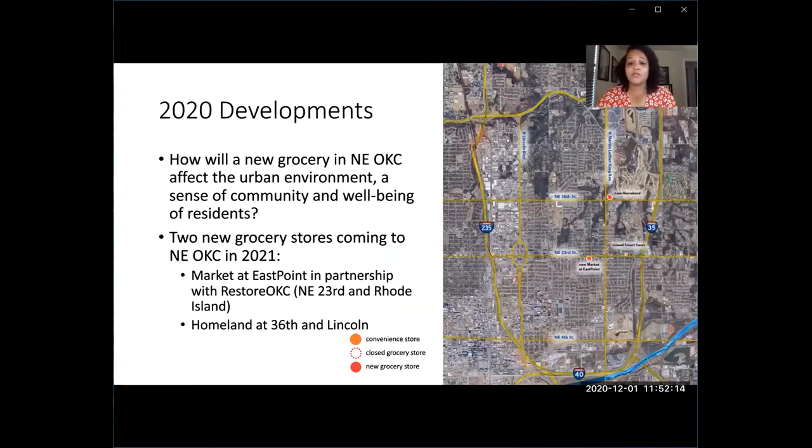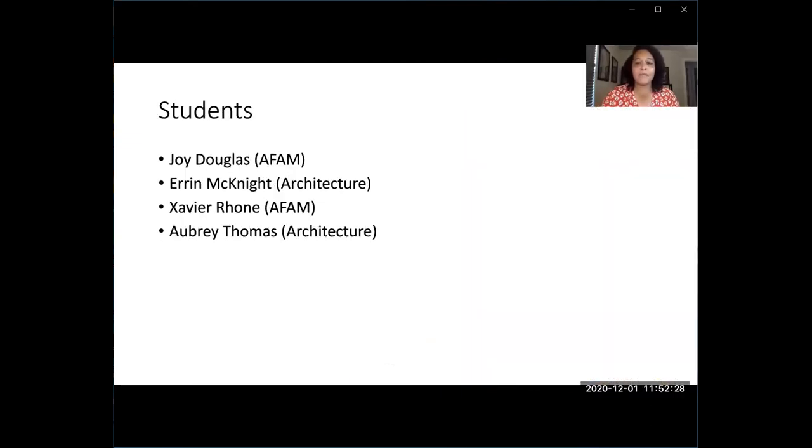But you can see that there are convenience stores. And you can also see where the old grocery stores used to be. So for instance, here at the corner of Northeast 23rd and Martin Luther King, there was a grocery store there, but it was closed. So just keeping those things in mind.